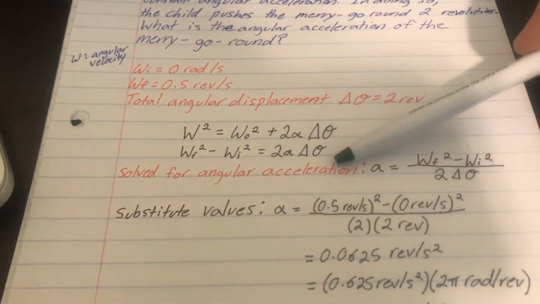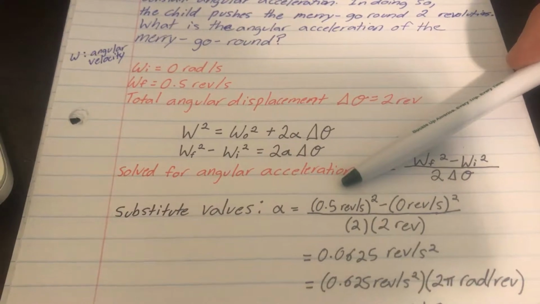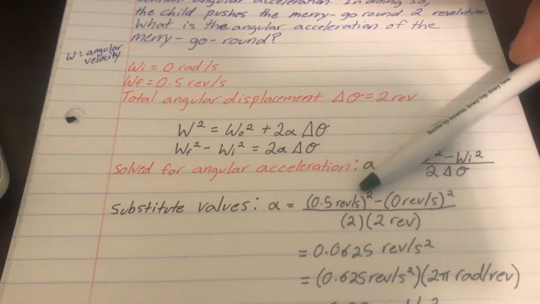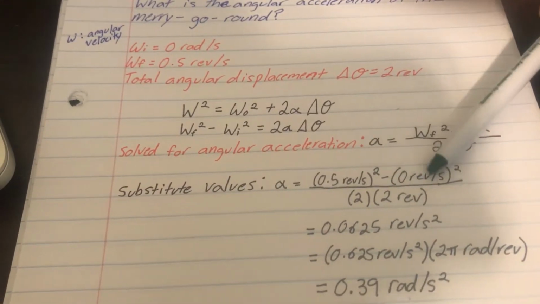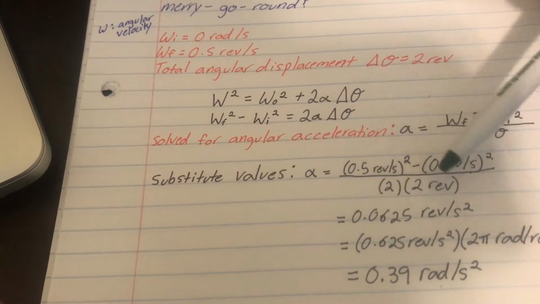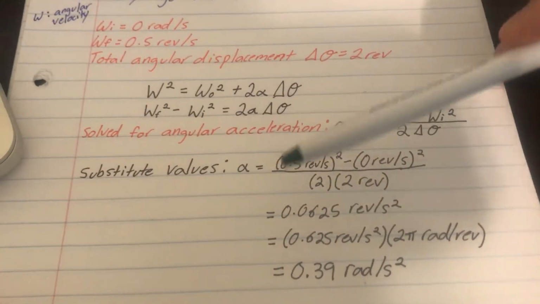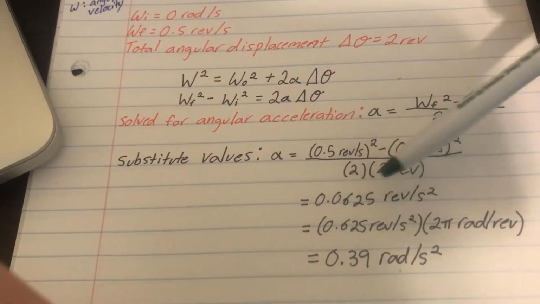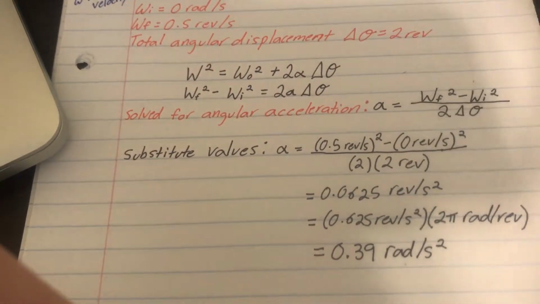And then I substituted for the values, and that gave me 0.5 revolutions per second squared minus 0 revolutions per second squared, divided by 2 times 2 revolutions. And then that gave me 0.0625 revolutions per second squared.